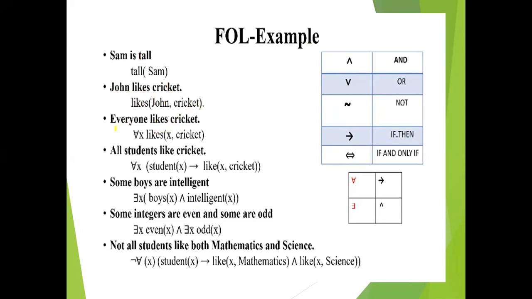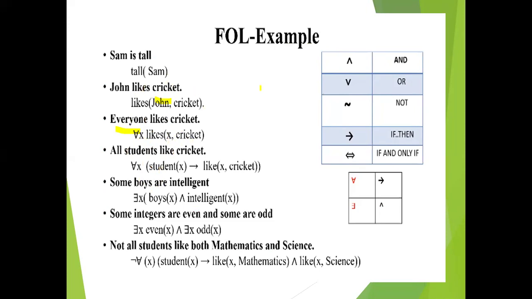So everyone is replaced by the quantifier. Likes is the predicate and the variable is replaced by X, comma, cricket. So this X can be anybody, Sam or John, any name you can use. So now in this sense, we are changing FOL, first order logic, using the quantifiers, we are increasing the quantity of the variable.